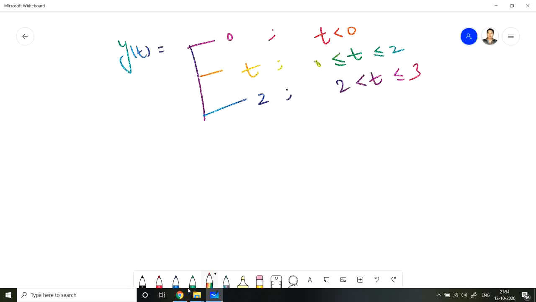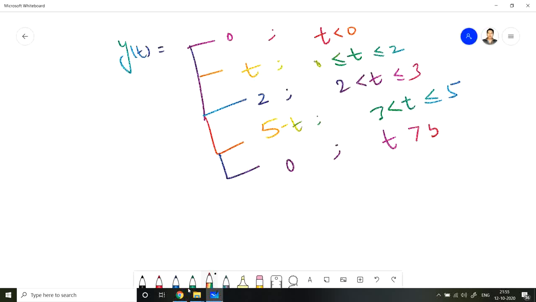Then y(t) is equal to 5 minus t when 3 is less than t less than or equal to 5. And finally y(t) is equal to 0 when t is greater than 5. So this is our graph of y(t).